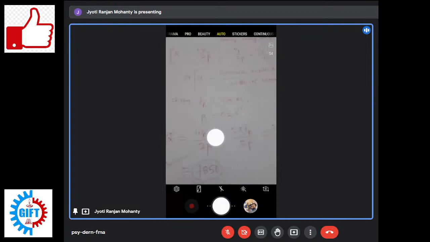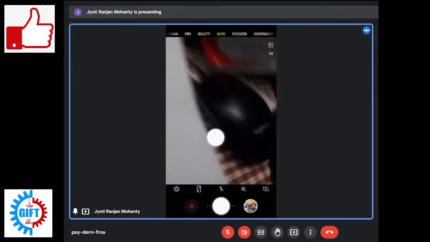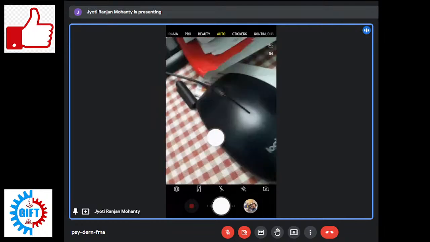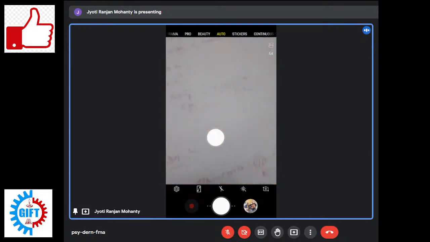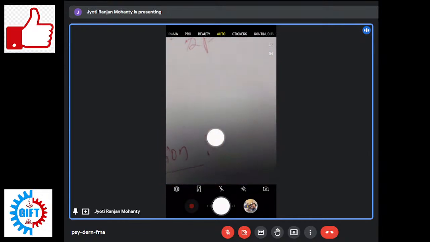So these are the examples of the coupled oscillations. I told you three examples. In each case, what will happen? One body will influence the oscillation of the other.